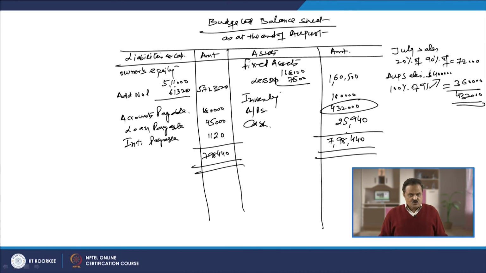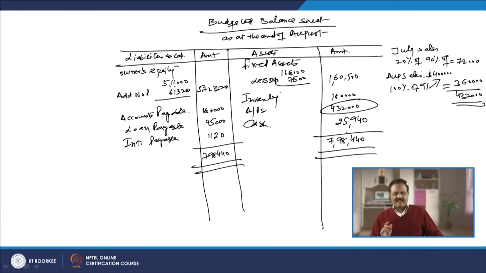25,940. 25,000 is the closing cash balance which we always keep as a safety stock, and that 940 was left with us as surplus unused, partly in the month of July, partly in the month of August, and the closing cash balance of this quarter at the end of August was 25,940. So, all those figures were brought down to the balance sheet. Revenue and expenses were accounted for in the budgeted income statement, and assets and liabilities were accounted for in the budgeted balance sheet.